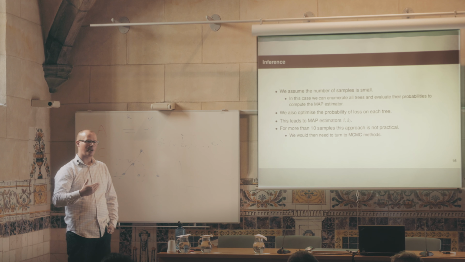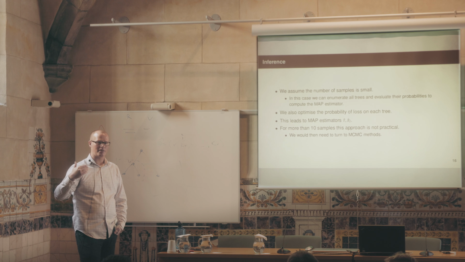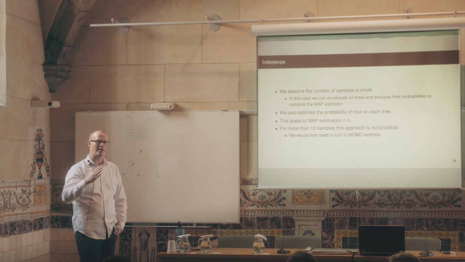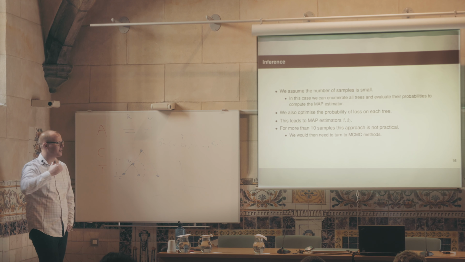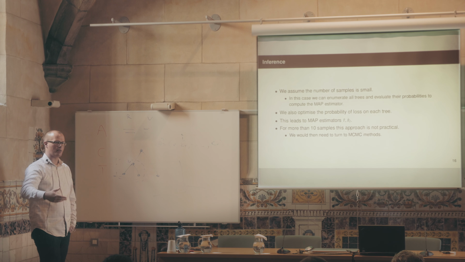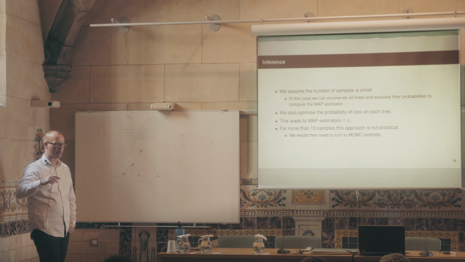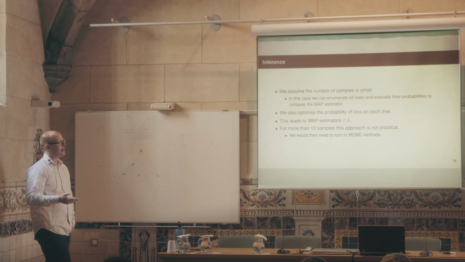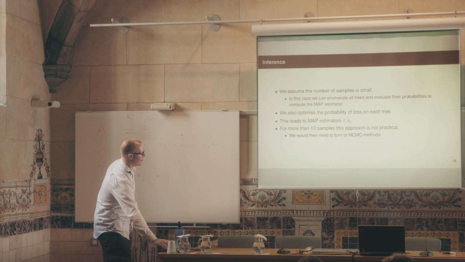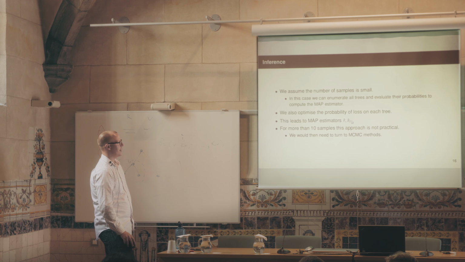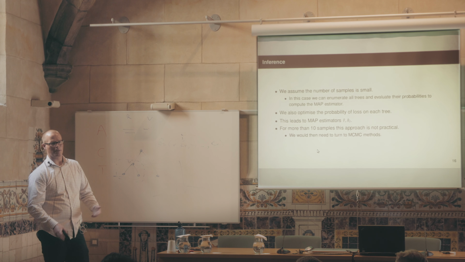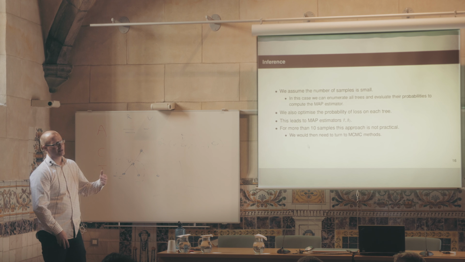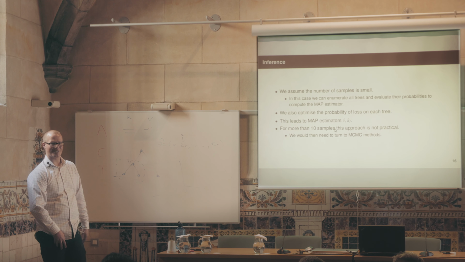Even with massive parallel computation, the strategy caps out at about 10 or 11 samples. But if you're in the small regime, you can do the simple thing. So that's what we did. And we also optimized the value of the probability of loss for each tree. And doing that, you can come up with your MAP estimators of the tree and loss probabilities. Okay, this will break with more than 10 samples, then you need to go to MCMC. We didn't do that because we didn't want to write an MCMC sampler for tree inference.